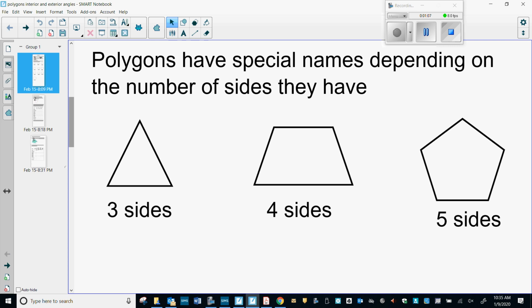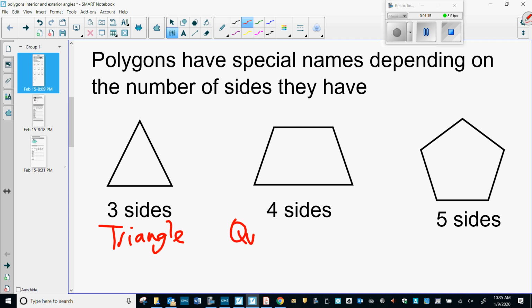Alright, okay, names of polygons. They have special names. What's a three-sided shape? Triangle. Okay, let's fill them in. Four sides. Quadrilateral.